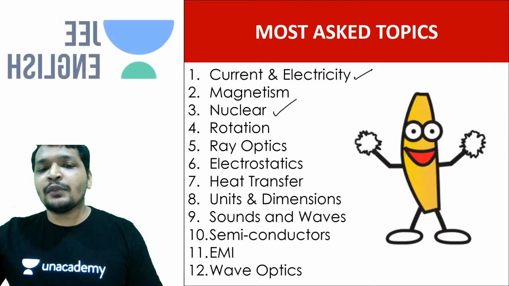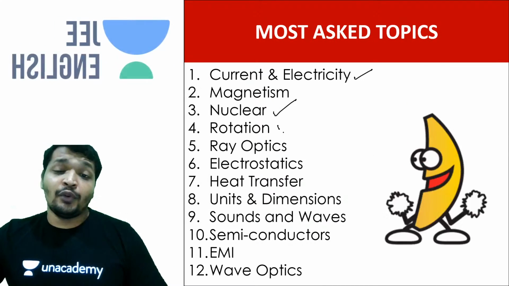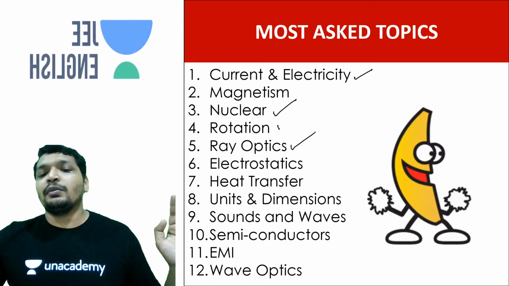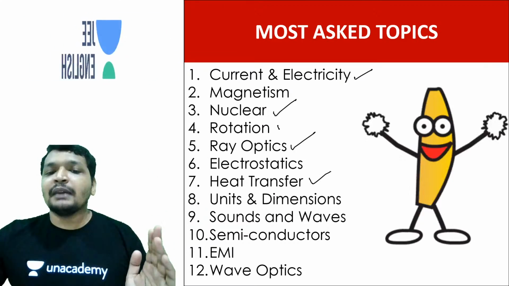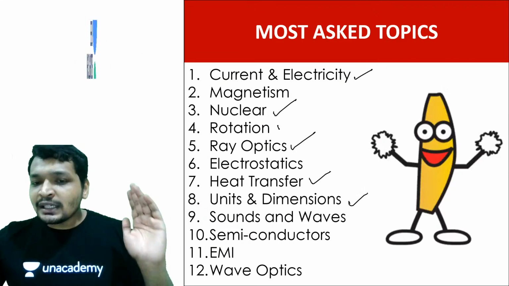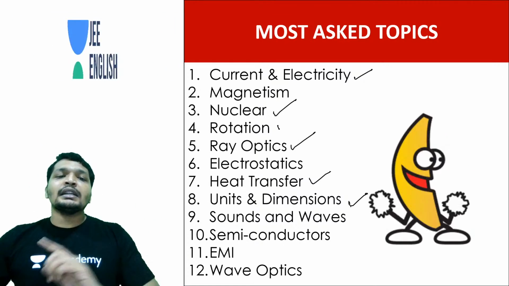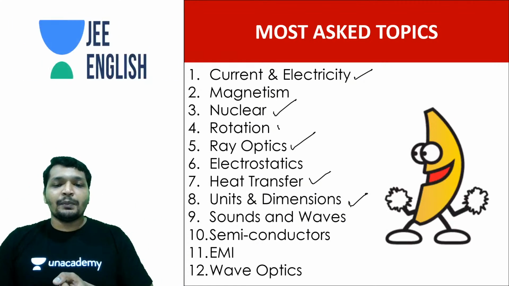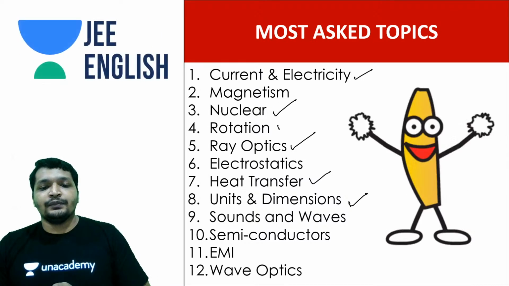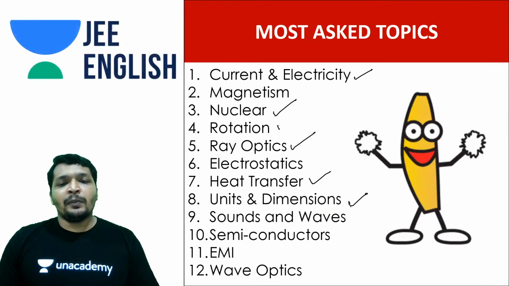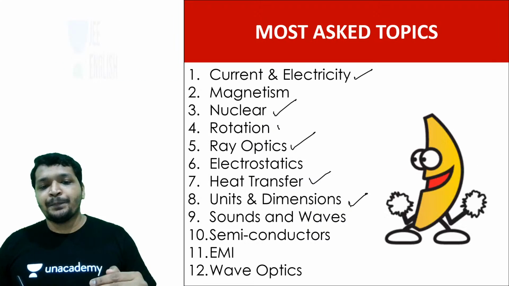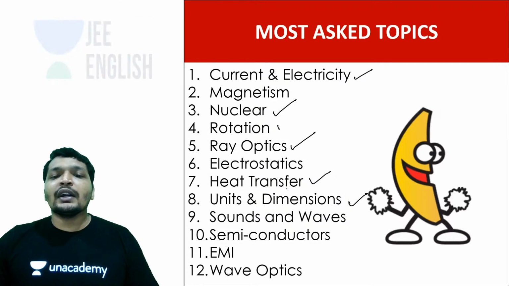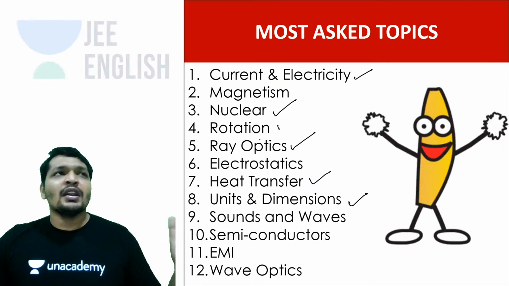Magnetism, if it's taking time, quickly jump to nuclear, and if rotation is taking time, jump to ray optics. If electrostatics is taking time, jump to heat transfer. Units and dimensions, definitely. So these are not just most asked topics, these are definitely asked topics as well. The first most asked topics I'm describing here are 12 topics. You want to at least grab 8 of them.